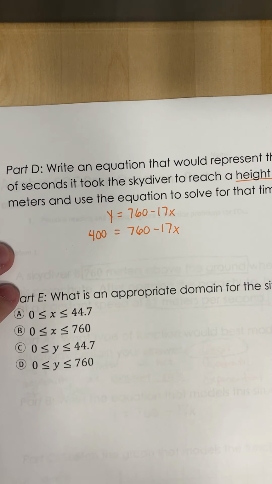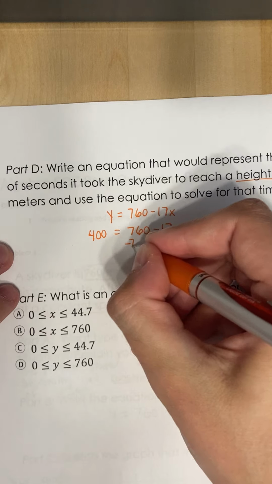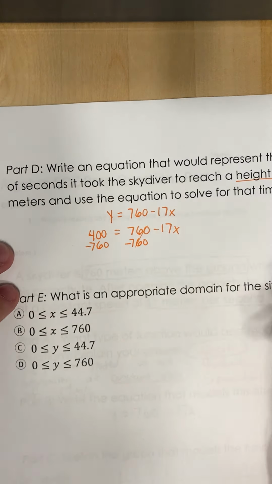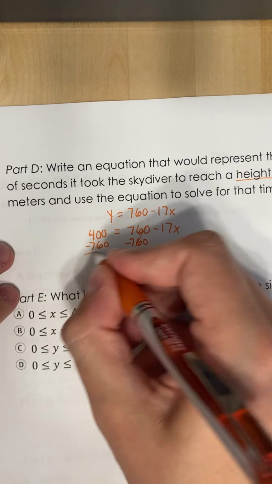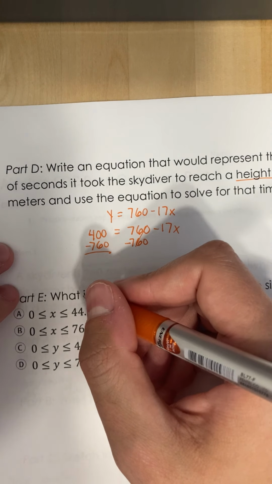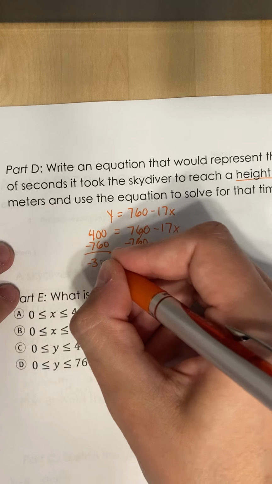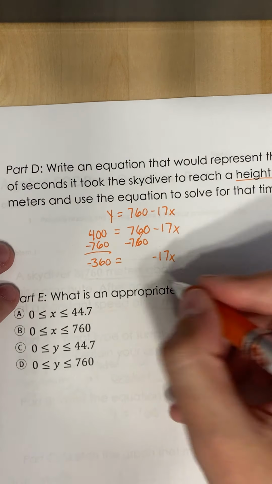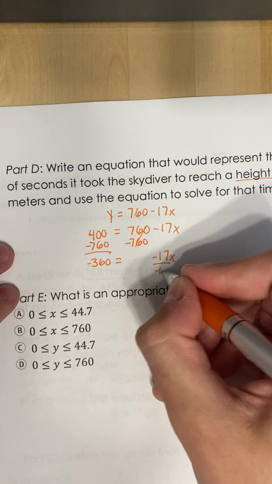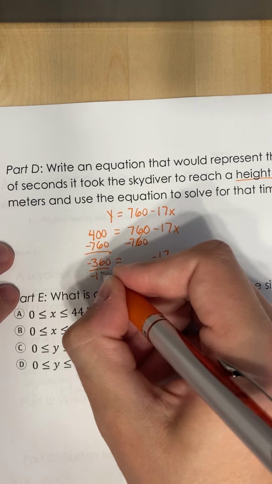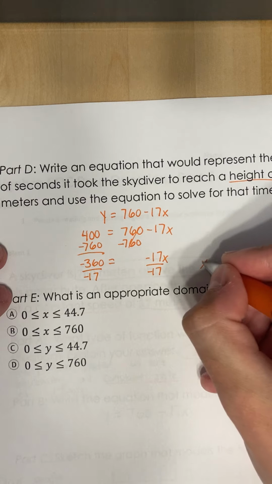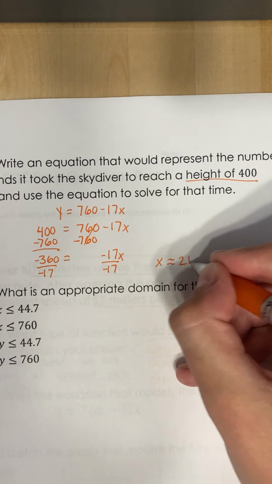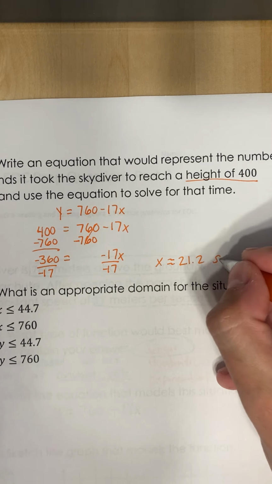And now we can just solve for x. So I will subtract 760 on both sides. These cancel. This gives us negative 360. This is going to be equal to negative 17x. And I will just divide by negative 17 on both sides. And what I get is x is around 21 point, I'm rounding, 2 seconds.